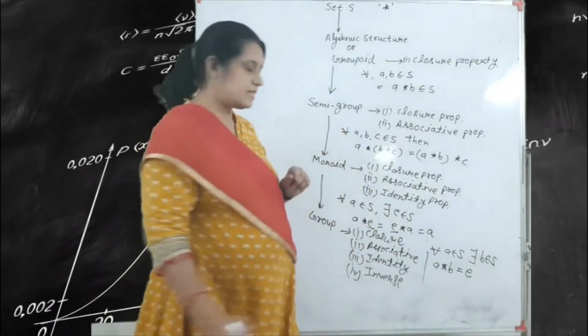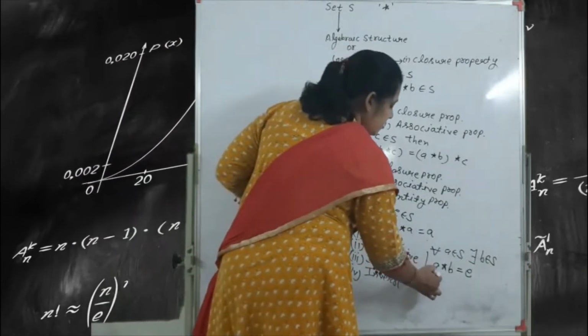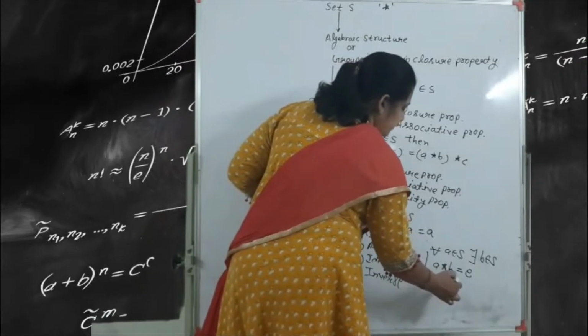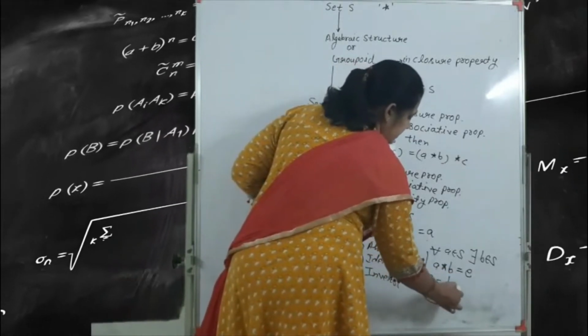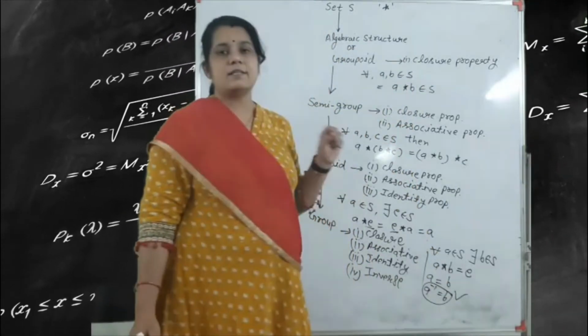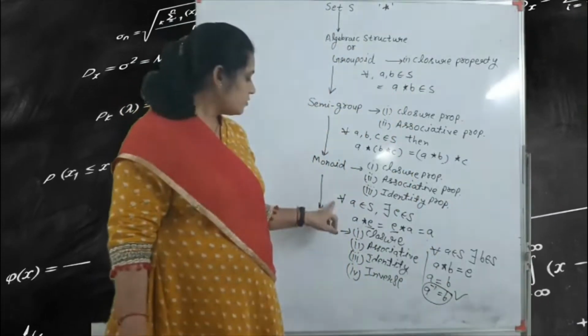That means here we can say that the inverse of A is equal to B. That means A inverse is equal to B. You can write here inverse of A is equal to B. Okay, so this is the group.